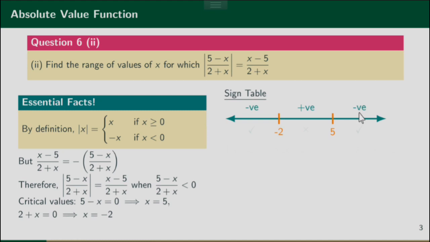So what were we looking for? We were looking for the range of values for which this expression is less than 0 or is negative. So these are the required regions. x is less than negative 2 or x is greater than 5. And this region is not required because any value between these two regions will be positive. So the solution set will be x is such that x is less than negative 2 union x is greater than 5.